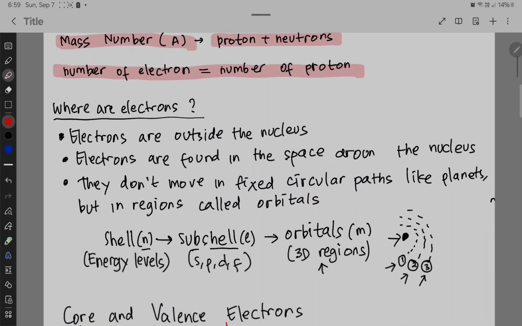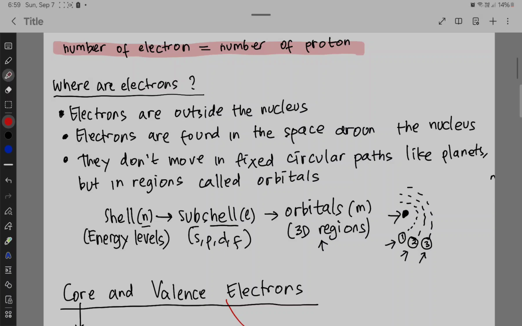The question is, where are the electrons? First, electrons are outside the nucleus, found in the space around the nucleus. They don't move in fixed circular paths like planets, but in regions called orbitals. So let me describe it for you to make you understand.